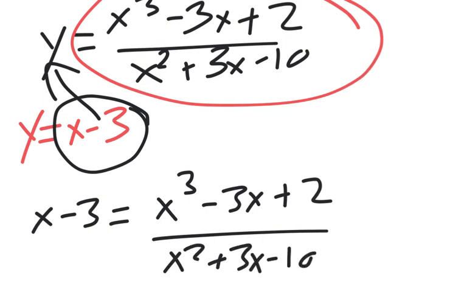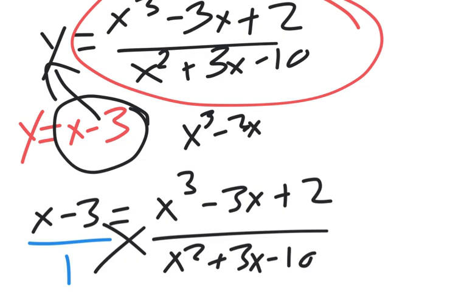Hopefully they don't give you one like this without a calculator, because it'll take a little time. But they might, I have no idea. So if you do, fraction equals a fraction, and I'm going to cross multiply. So 1 times x cubed minus 3x plus 2 is x cubed minus 3x plus 2 equals, and then we have to distribute here. This is why you don't FOIL.